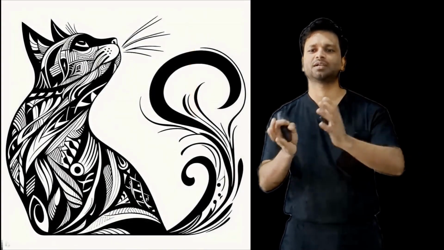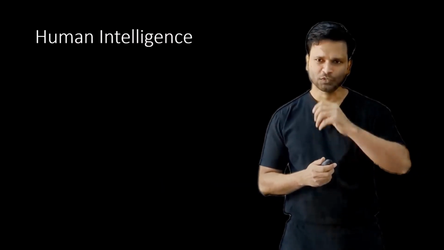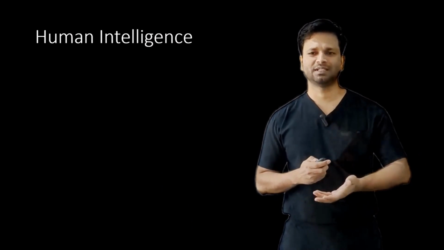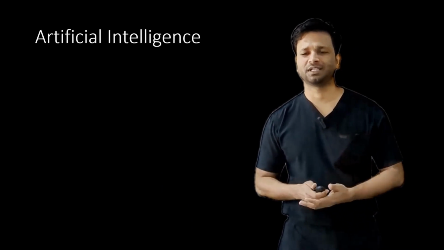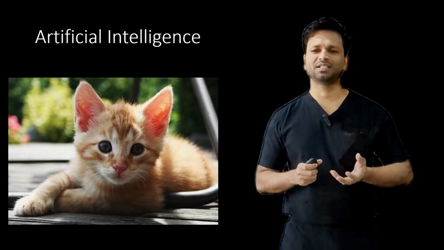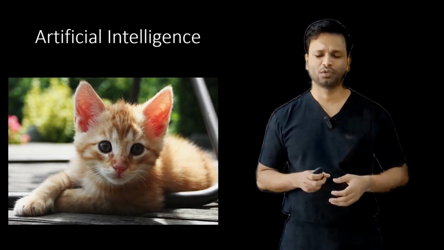Okay. If we show it a drawing, the child is going to recognize that it is a cat. Again, the same thing. The child is going to recognize that this is a cat. So this was human intelligence. Now we come to artificial intelligence. Artificial intelligence is somewhat similar to human intelligence.